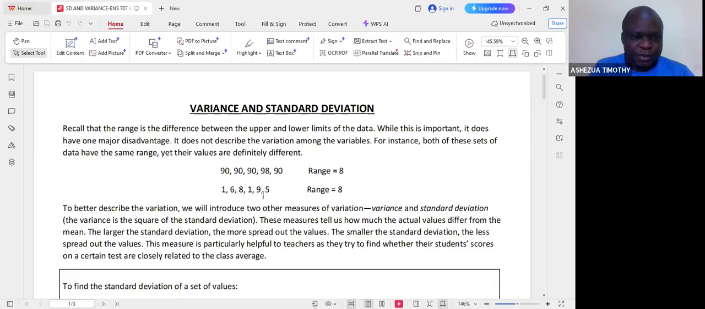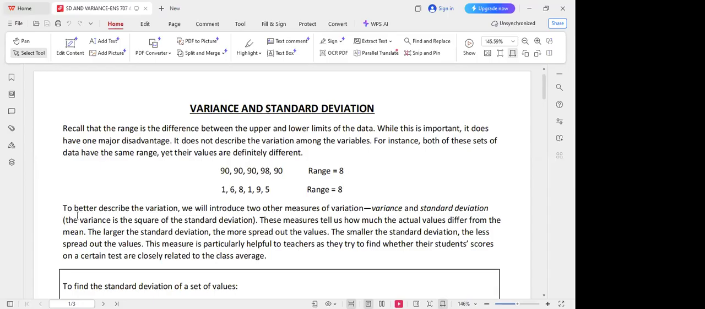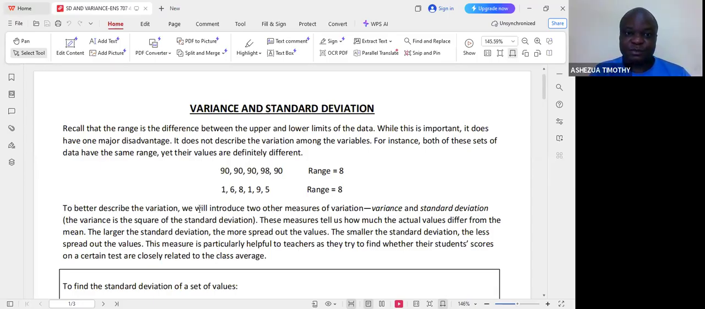Now, I hope there's no problem about range. No, sir. To better describe the variation, we introduce two other measures of variation: variance and standard deviation. Variance is the square of the standard deviation. These measures tell us how much the actual values differ from the mean. The larger the standard deviation, the more spread out the values. The smaller the standard deviation, the less spread out the values.